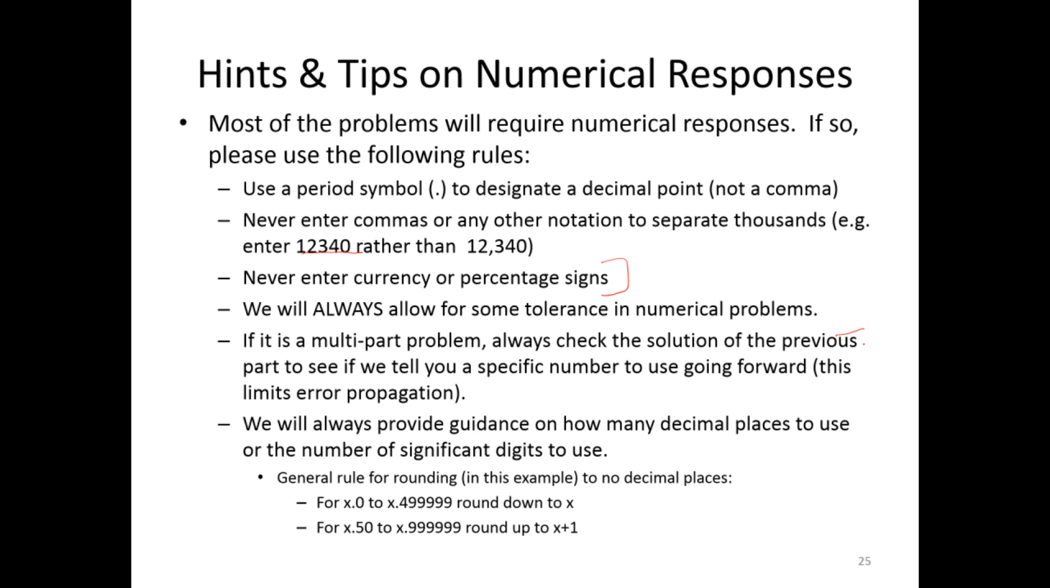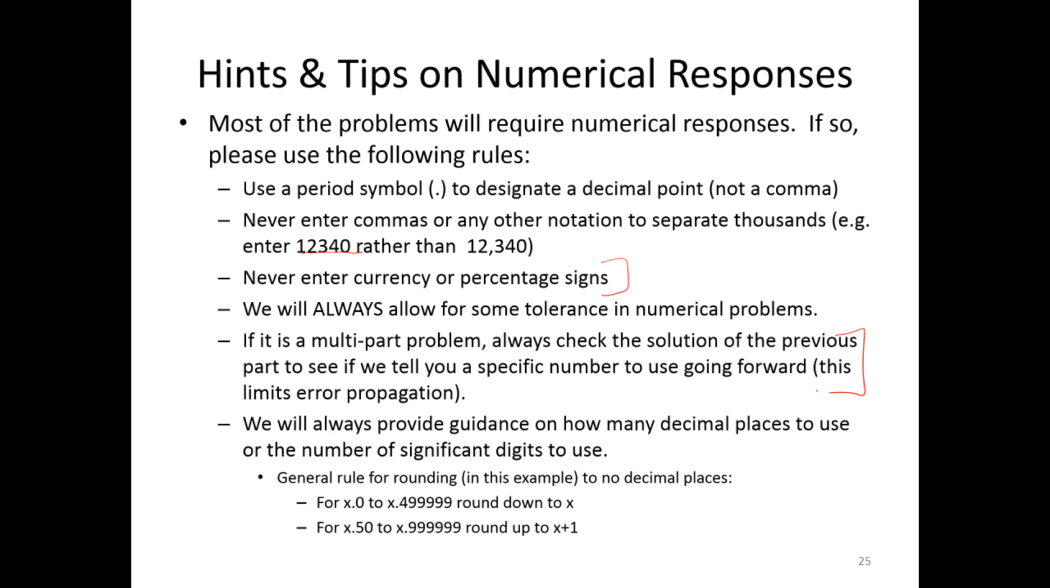And if it's a multi-part problem, it's very important that you check the solution of the previous problem. So for example, let's say part B of a problem uses the answer in part A. So you might put a number in for part A, you get it correct. Always look at the explanation to see if you might have been at the very end of the range of the tolerance, right?